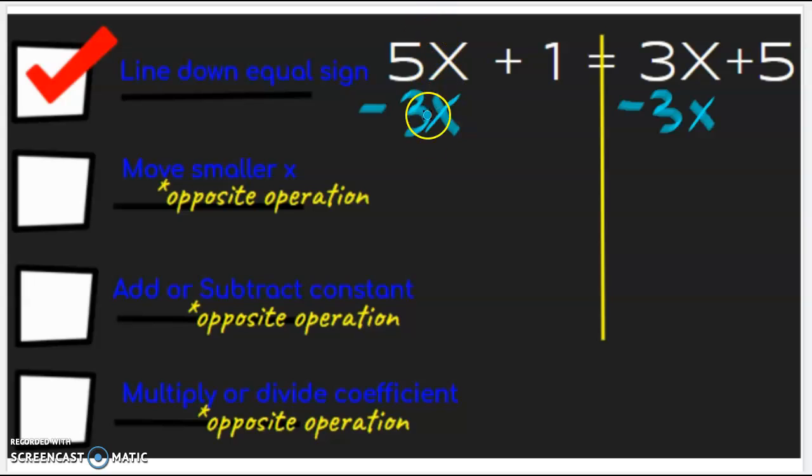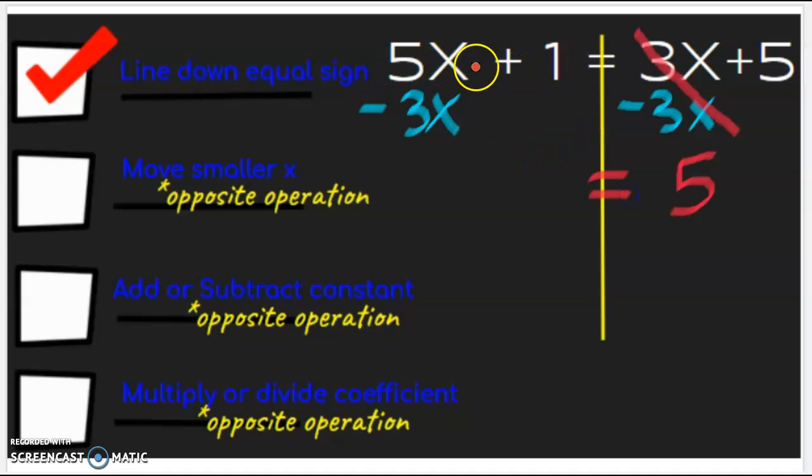And I've got to line it up with the correct term, right? I have to line it up with my x's. Okay, so on the right-hand side, 3x minus 3x, those cancel out because those would just give me 0. 3 minus 3 is 0. Okay, so whatever I'm left with, I'm just going to bring it down. So 5, I'm bringing that down. I don't have to put the plus sign because 5 is understood as positive. I'm going to still bring down my equal sign.